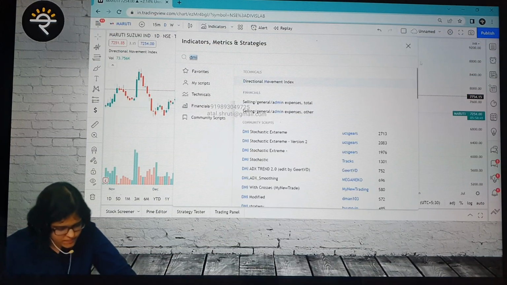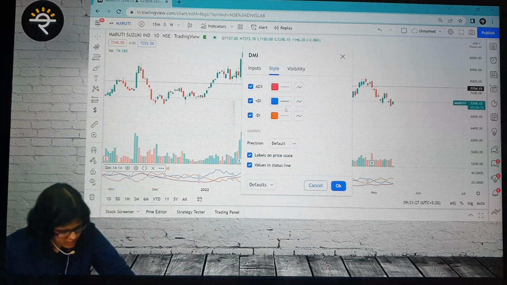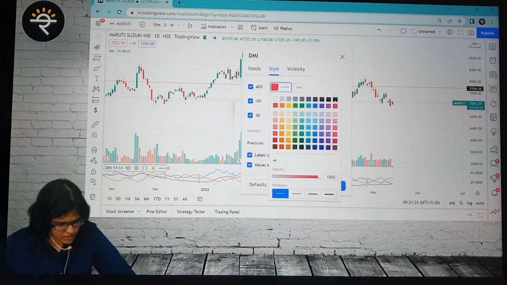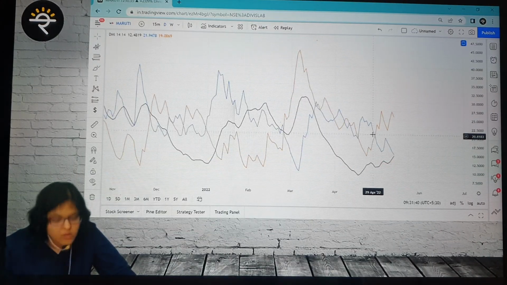DMI. Just have a look at this quickly. I always prefer, if you remember, plus DMI, minus DMI. Plus DMI is blue, that's what we have written. Just check. Minus DMI is orange. And I prefer ADX as black. This is just what I do every day. That is why I have that point. Okay, here. So now tell me, how will you interpret this?